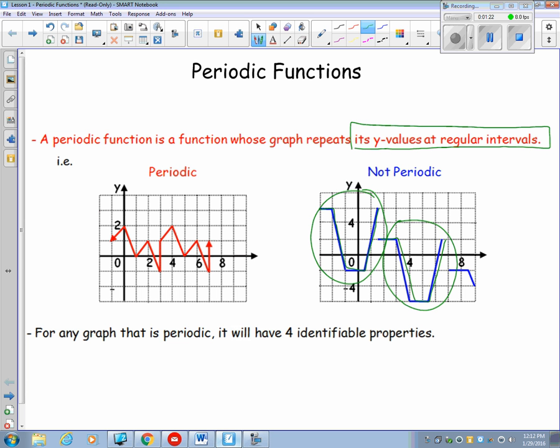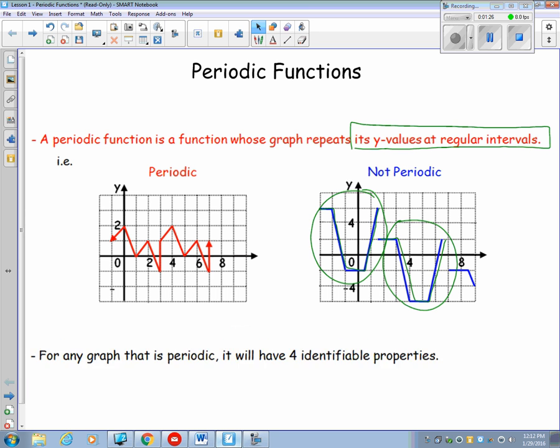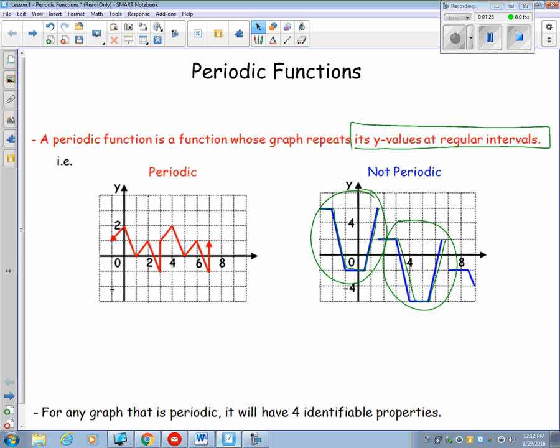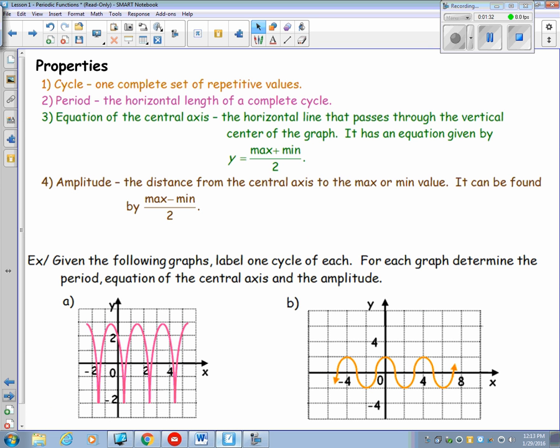Once we've shown something is periodic, when we look at this first one here, there are 4 properties that we can find every single time that help us talk about this periodic function. Here are the 4 right here. So the first thing, a cycle: one complete set of repetitive values.